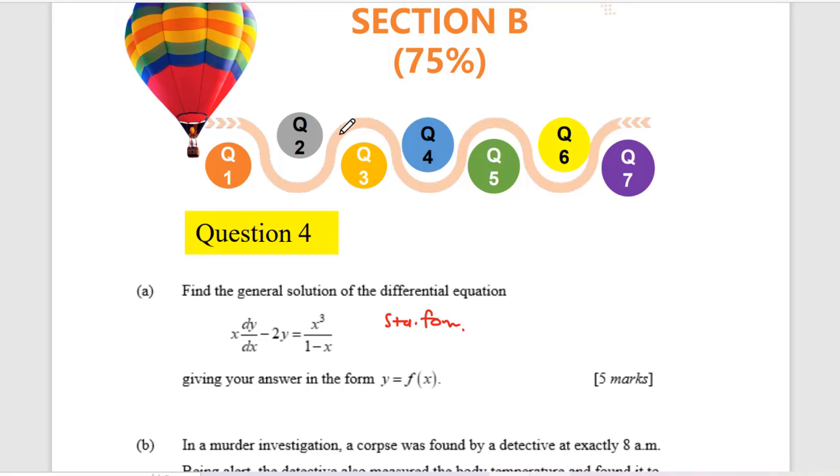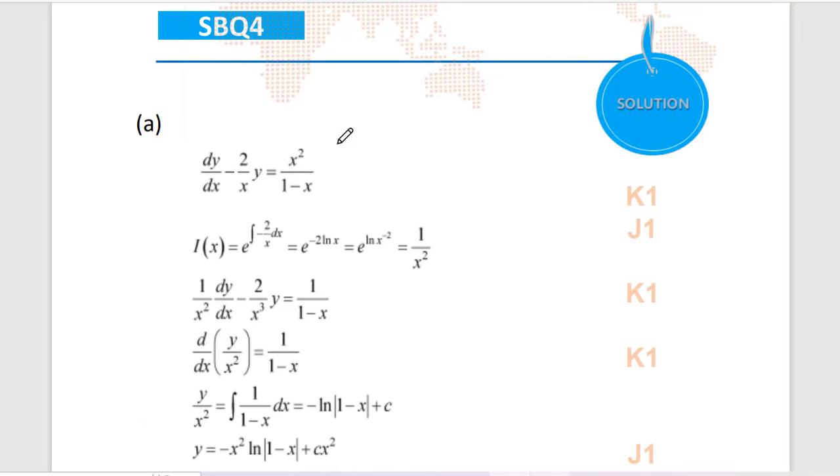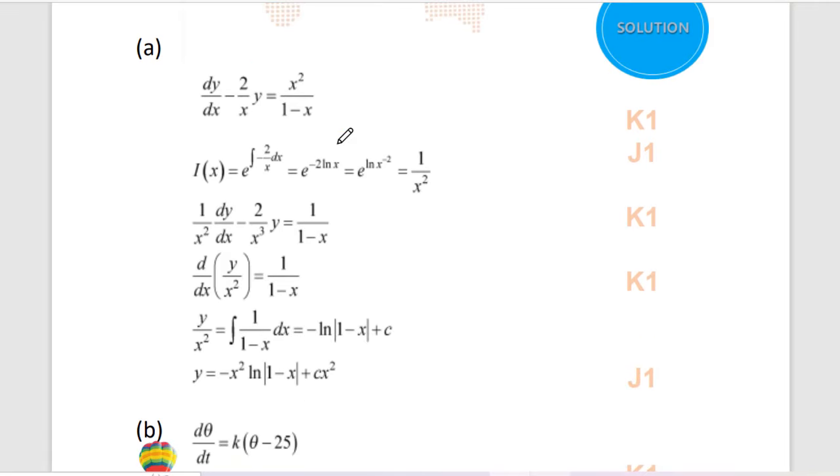So let's look at the solution. Okay, so this one, daripada sini kita kena tukarkan dia dalam bentuk standard form. Awak dapat dy/dx minus 2/(xy) equals x square over 1 minus x. So kita dah dapat ini dalam bentuk standard form. Okay, and then daripada sini kita akan dapatkan integrating factor.